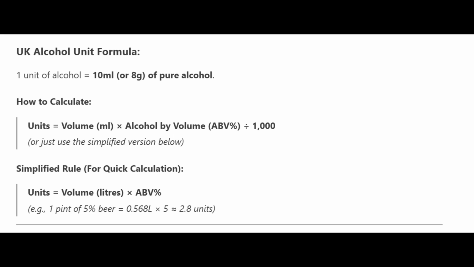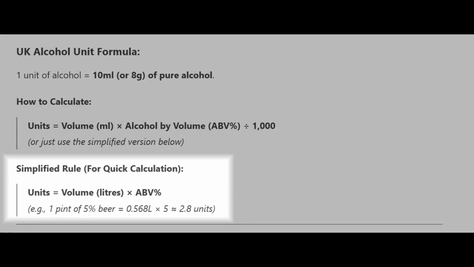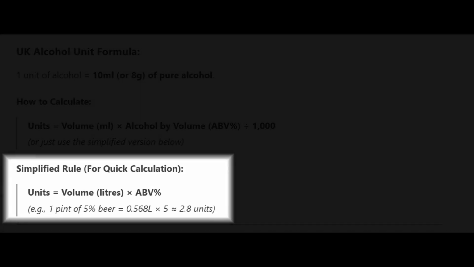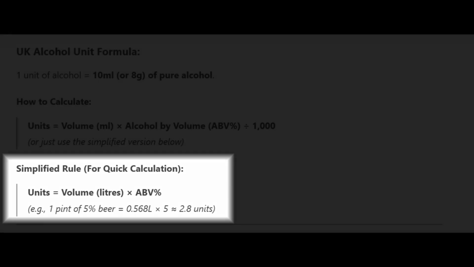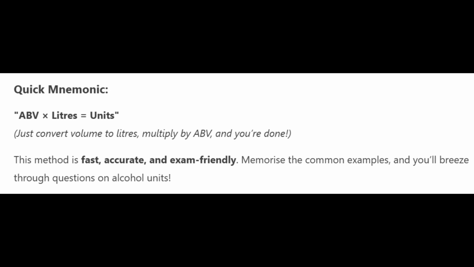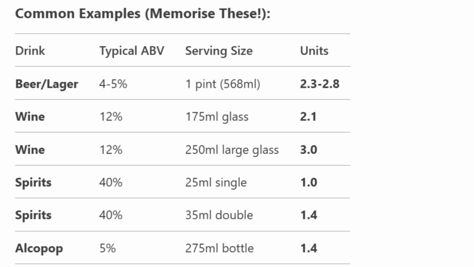You need a quick and reliable way to calculate alcohol units. Here's the simple method to nail it. Units equal volume of alcohol in liters multiplied by its ABV %. If a question says 500 milliliter pint daily, 5% ABV, this means 0.5 multiplied by 5, which equals 2.5 units. Memorize these numbers, and you are good to go.